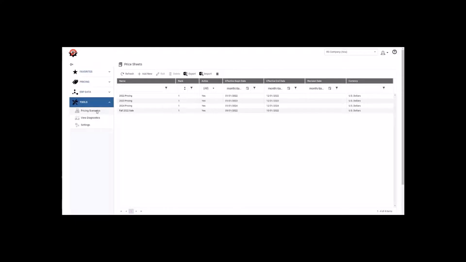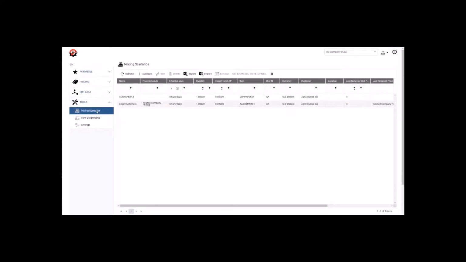The last section is the Tools section. Under the Tools section, we have pricing scenarios. You can create pricing scenarios to test your pricing and make sure you get the results you expect. You can save a pricing scenario so you can run it again in the future without having to enter the information again. Here we have one already created.